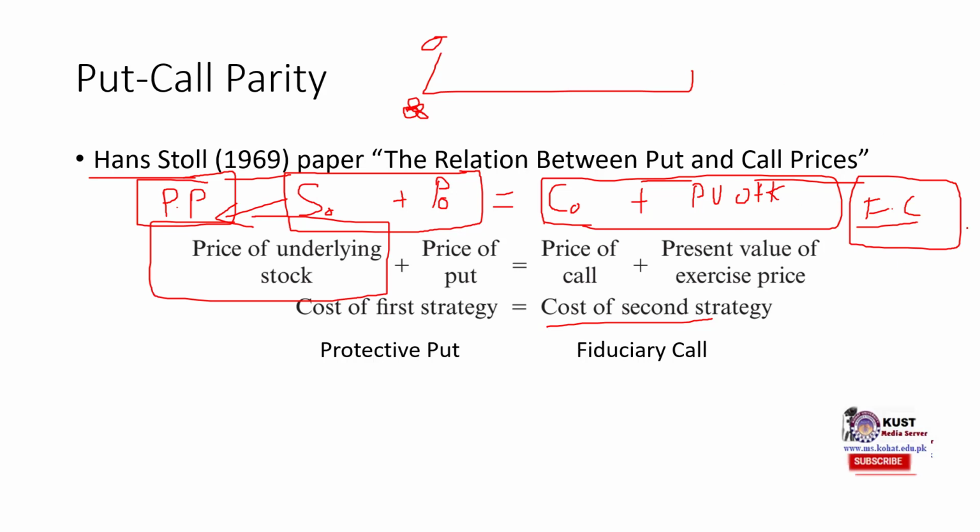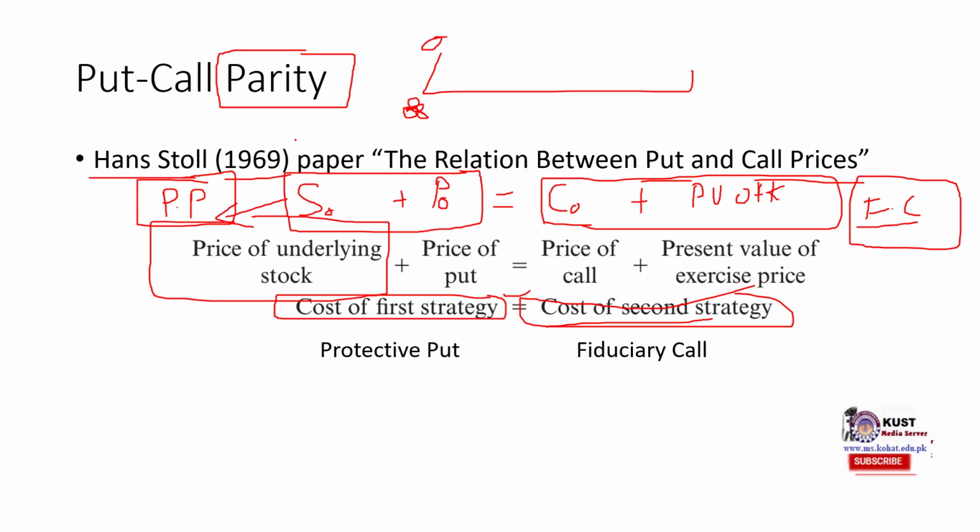Now, Hans Stoll says that if their return is the same, if the end result is the same, then the cost of both the strategies should be equal. And when we say equality, we use the word parity. So there should be a parity between the cost of the first strategy, the protective put strategy, and the fiduciary call strategy. And when there is a parity, if we are given three values from this equation, then we can find the missing one.